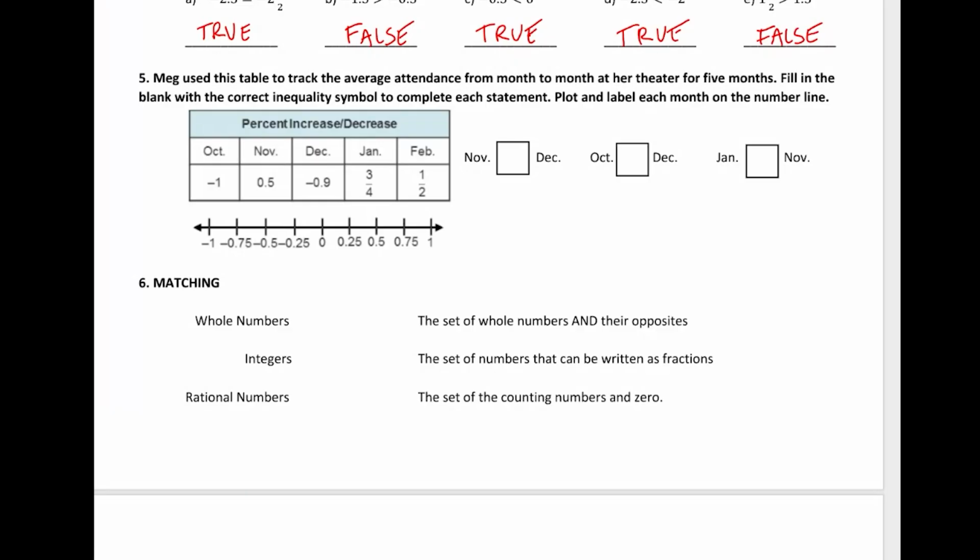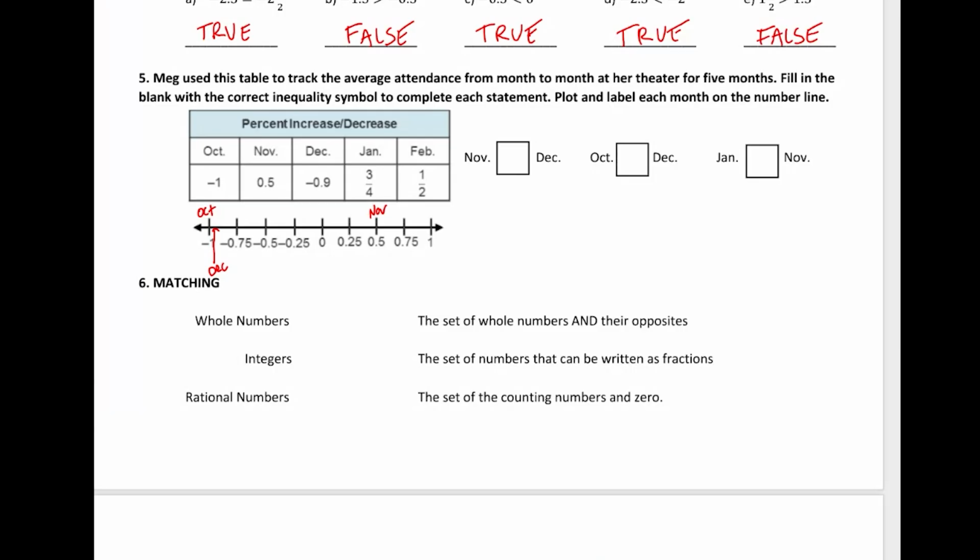So October is at -1. I don't have a ton of room here to put it, but I'm going to say, okay, here's October. Maybe I'll just put October here. November is at 0.5, so I'm going to put November over here. December is -0.9. That's just shy of -1. So December is right here.